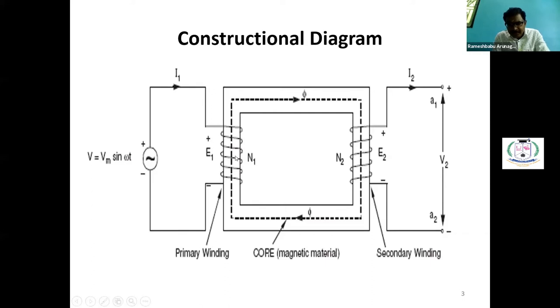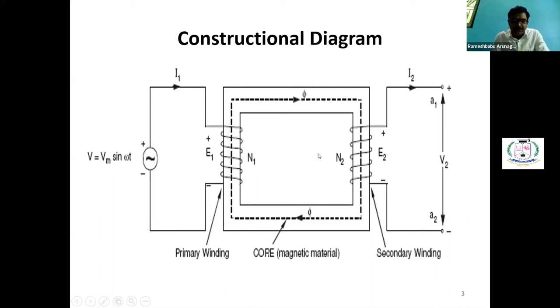Then say this is the flux produced in the core, phi. Some part of this flux links with the secondary winding, which has N2 turns. Due to the flux linking the secondary winding, an induced EMF E2 is produced in the secondary winding. This E2 is called the mutually induced EMF.